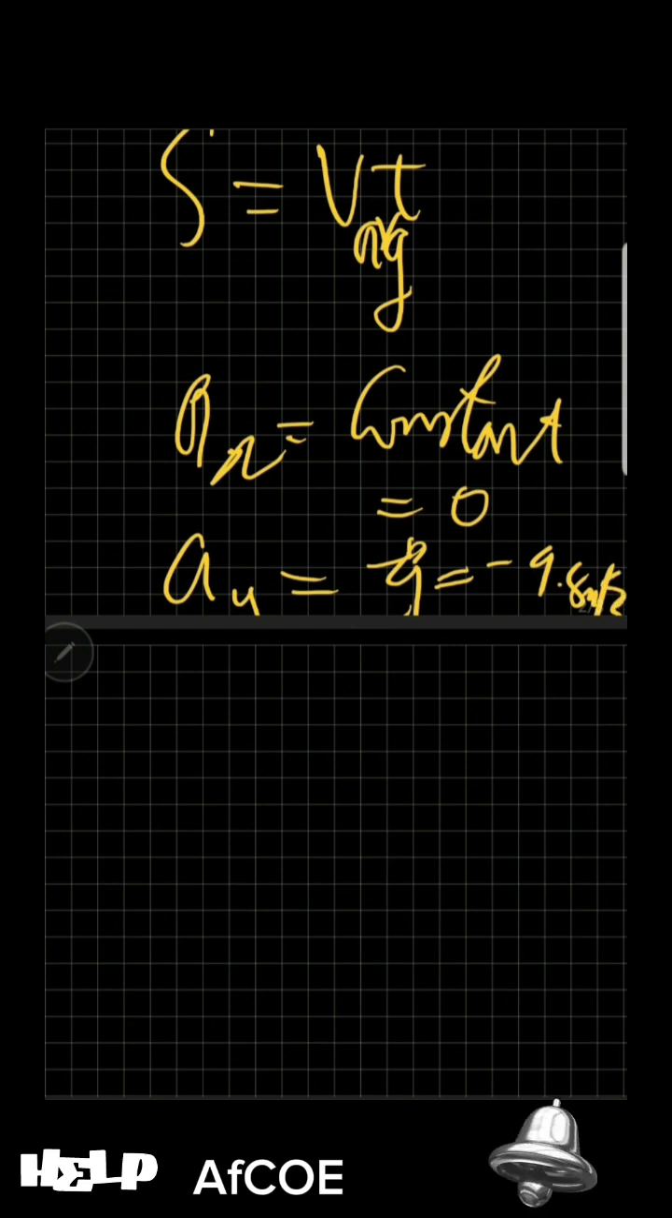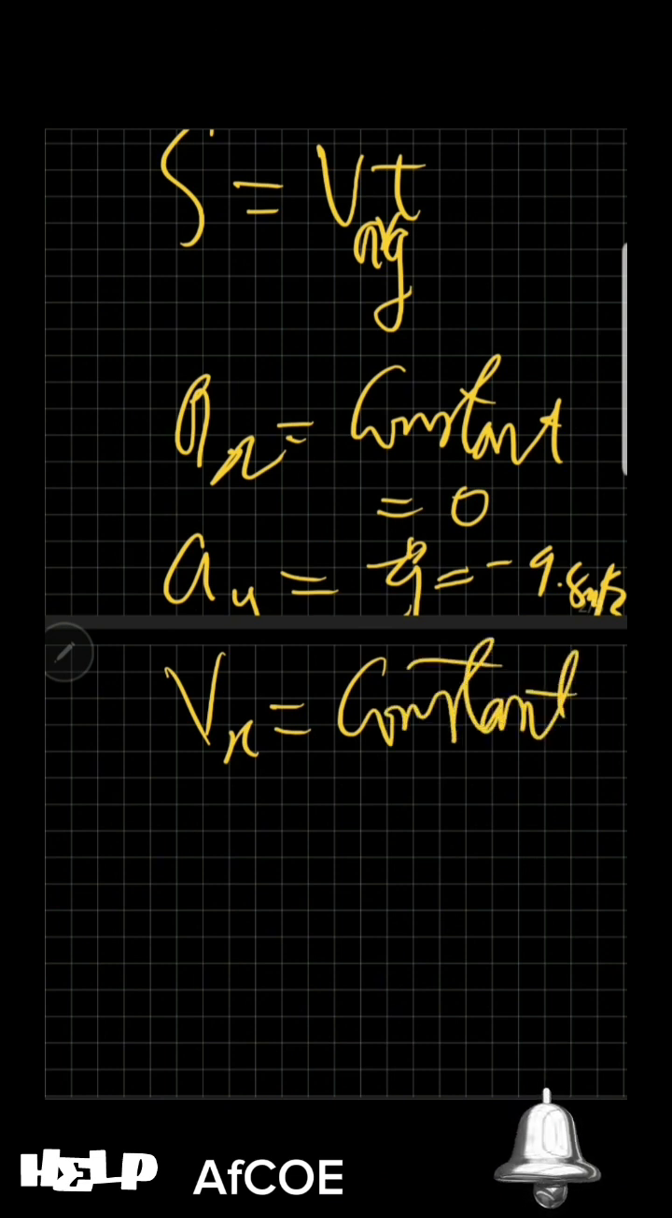Then there is another thing they have to be familiar with in projectile motions. Vx is also constant throughout the projectile motion. The velocity in the x direction is constant throughout the projectile motion.